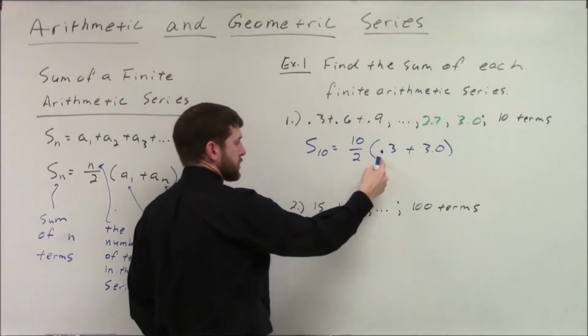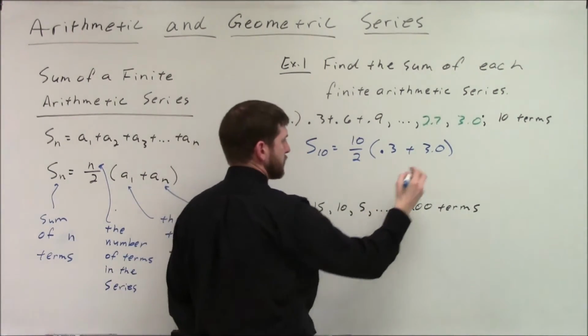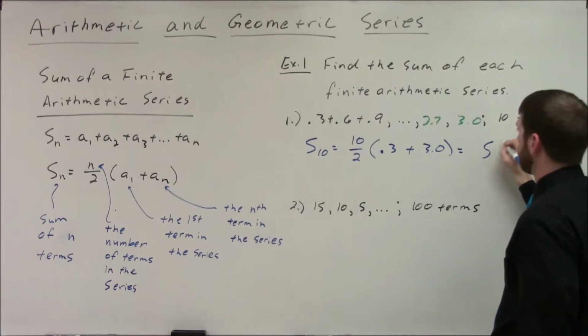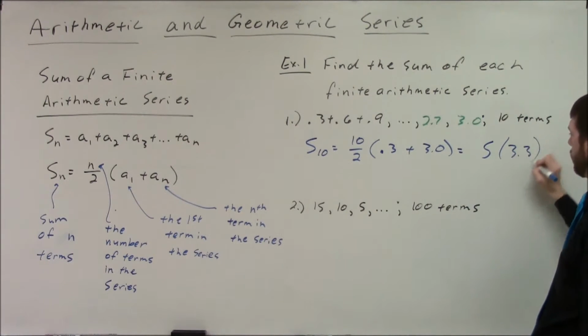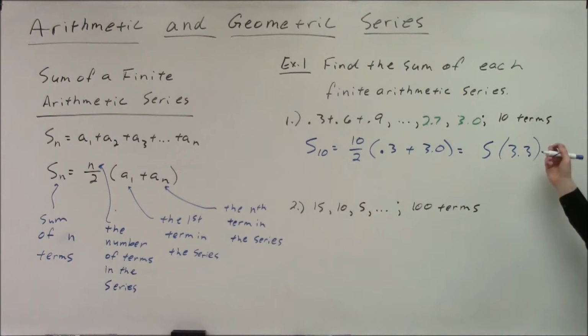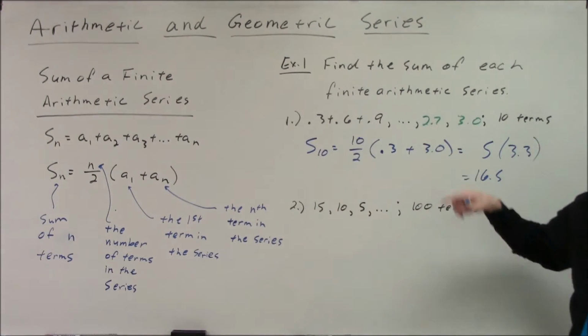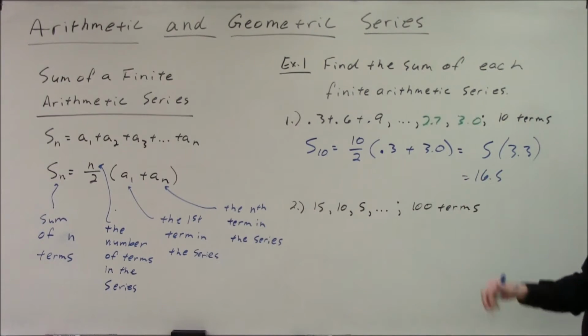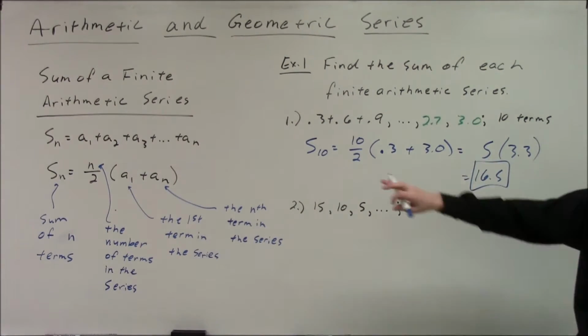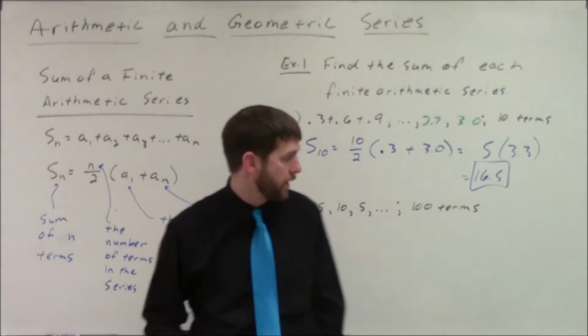So, first term, 10th term, and then just do your arithmetic. 5 times 3.3 is going to be 16.5. Same thing I would get if I were to write out all 10 of these numbers and just add them up on the calculator. This formula just speeds up that process for us.